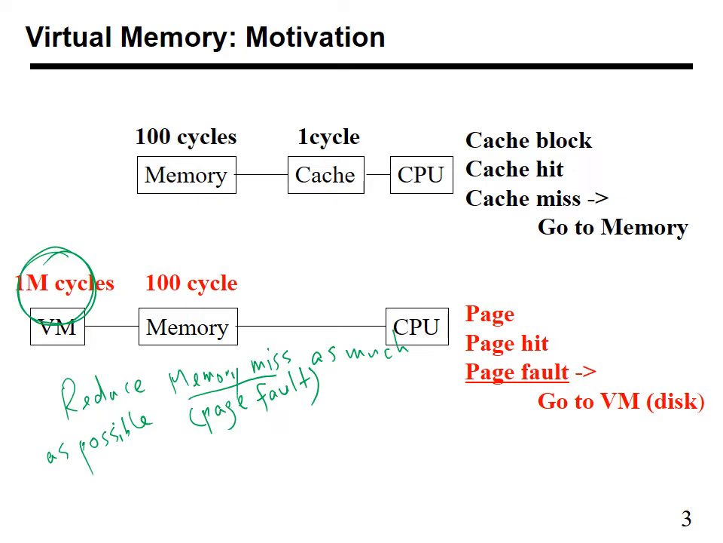I mentioned earlier that in a virtual memory system, the hard disk drive typically takes 1 million cycles, while a memory access takes just 100 cycles. So in terms of a ratio, it is 10 thousandths. So you really want to reduce the memory miss as much as possible. A memory miss in this case is called a page fault, because memory and virtual memory are divided into pages.